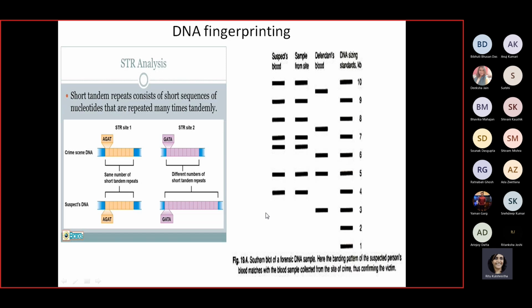Then there are these repeats, some are very small in size, like 3 or 4 base pair, which are repeated multiple times. Then there are some which are 100, 200 base pair which are repeated multiple times.